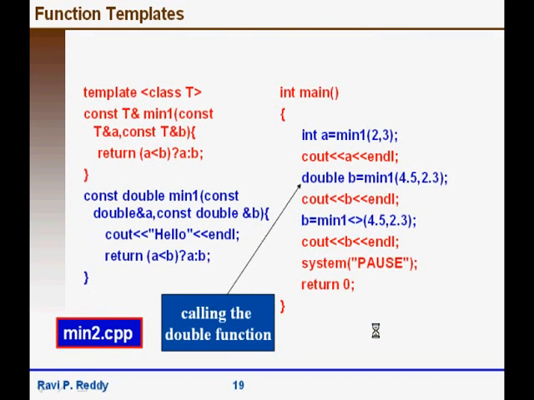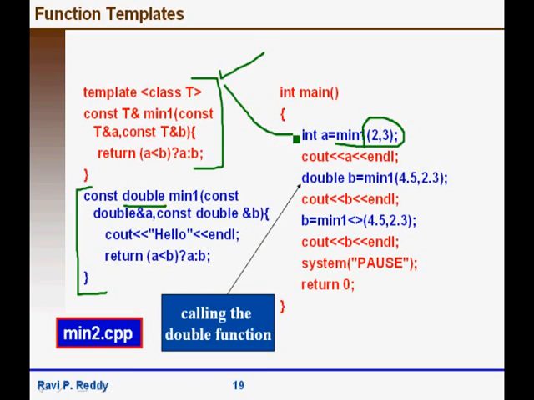Let's look at an example. Here's our min1 function template. Here's our min1 function overloaded for the type double. So here we make a call of min1 with two integer variables. Since there is no specific version with the integer type, it calls the function template. So this one calls the function template.